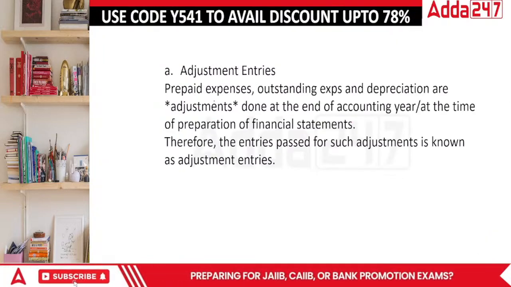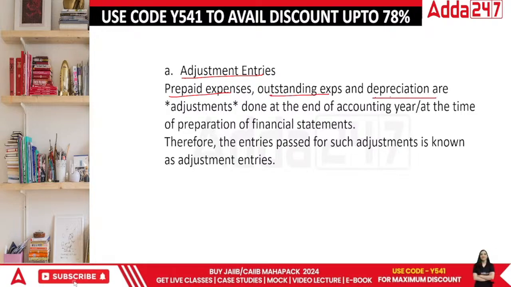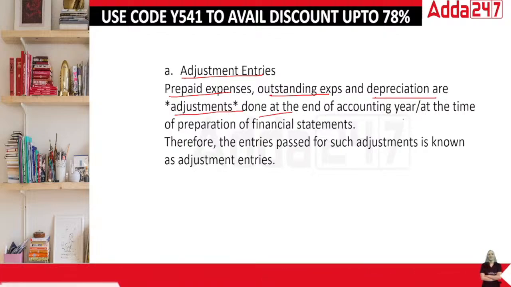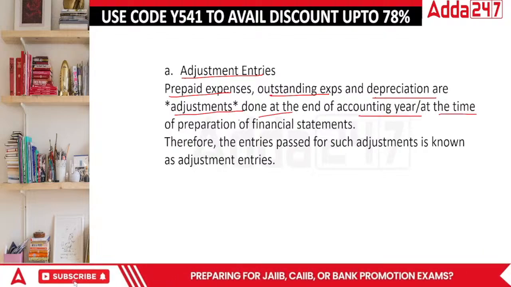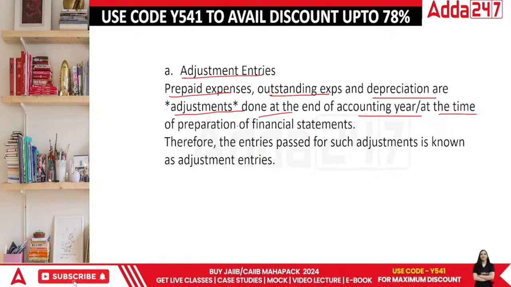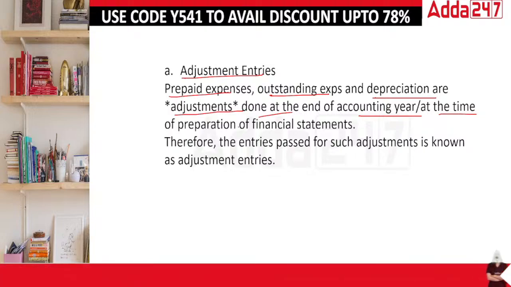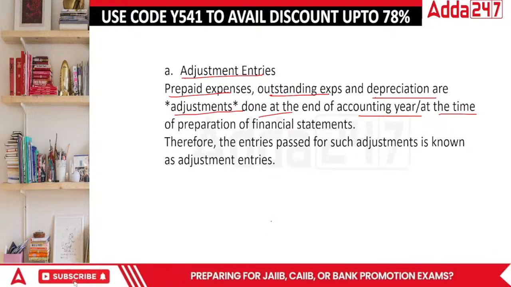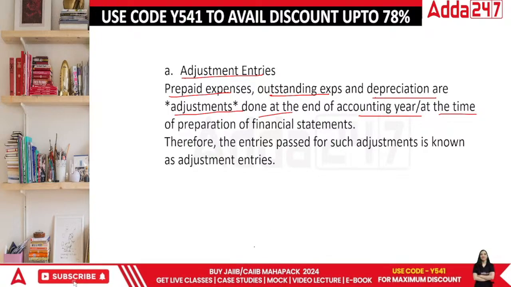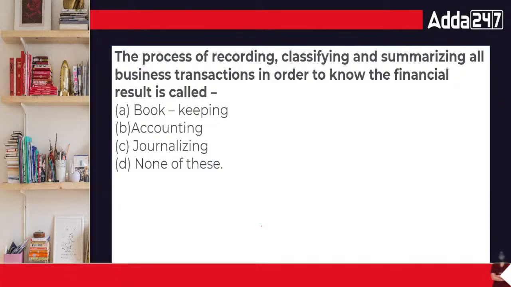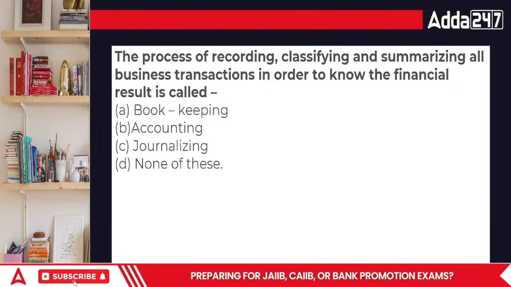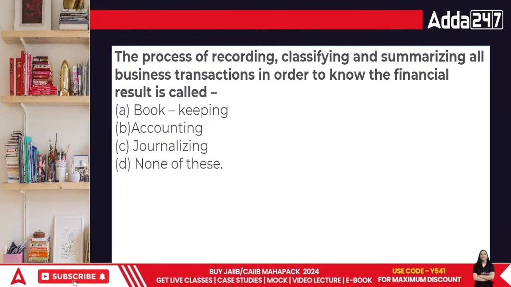The answer is adjustment entries. Why do we say adjustment entries? We have prepaid expenses, outstanding expenses, depreciation, adjustments done at the end of the accounting year. Adjustments are done once we have prepared the trial balance. After this, we try to find out the benefits and the problems with it. That is covered under adjustment entries. Therefore, the entries passed for such adjustments are known as adjustment entries. Closing is once your books are closed. That is covered in this area.